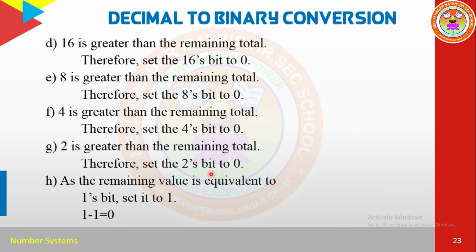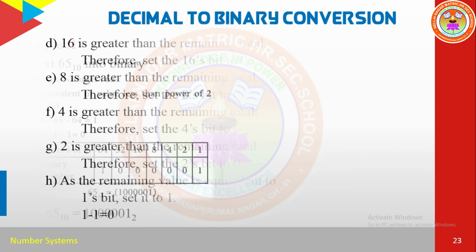So at the very first, where will we put the 1? At the 64th position, right? And at the last position, we have the number 1. In between, all the remaining values are allotted 0. So the final answer is 1000001 base 2.